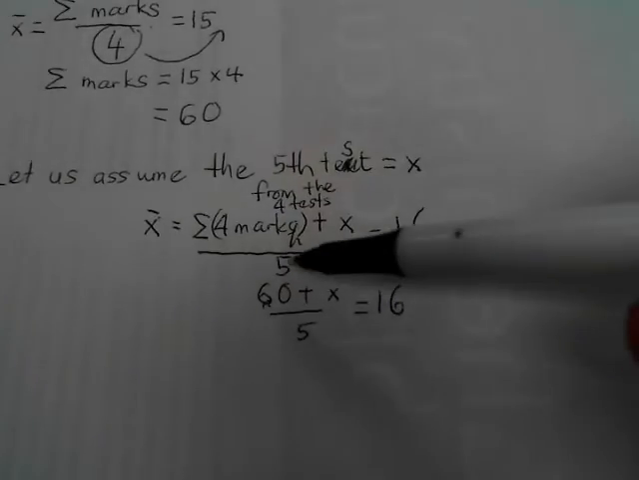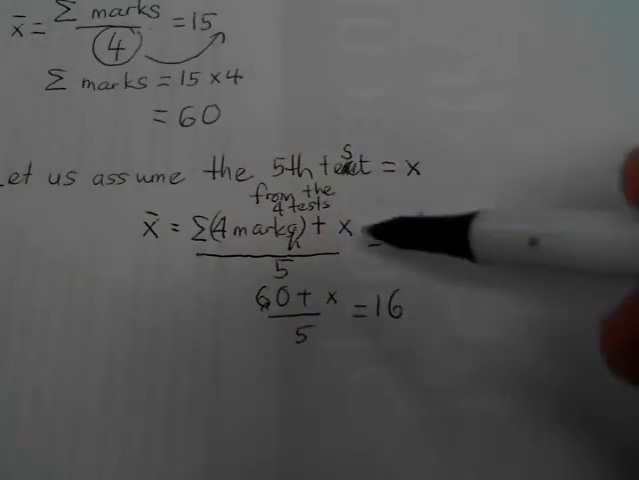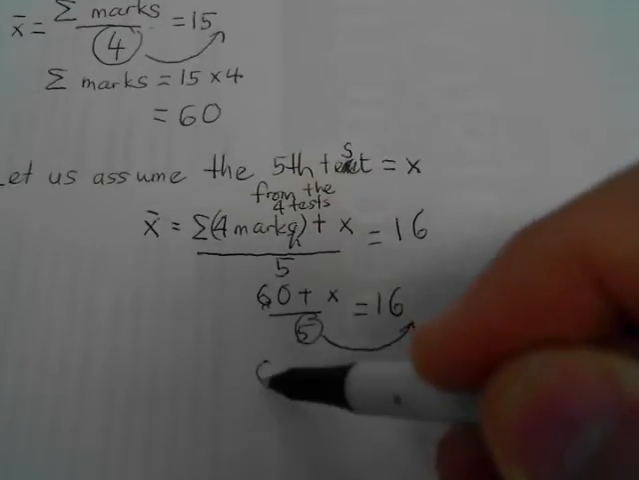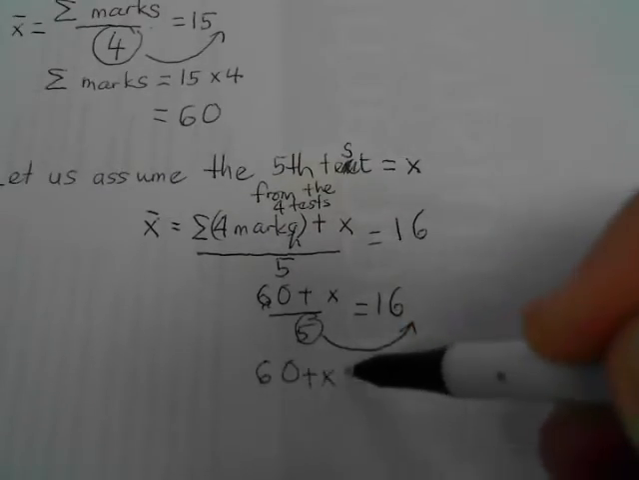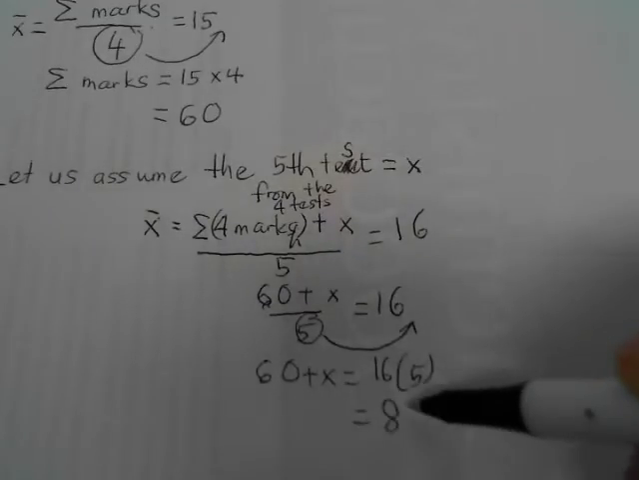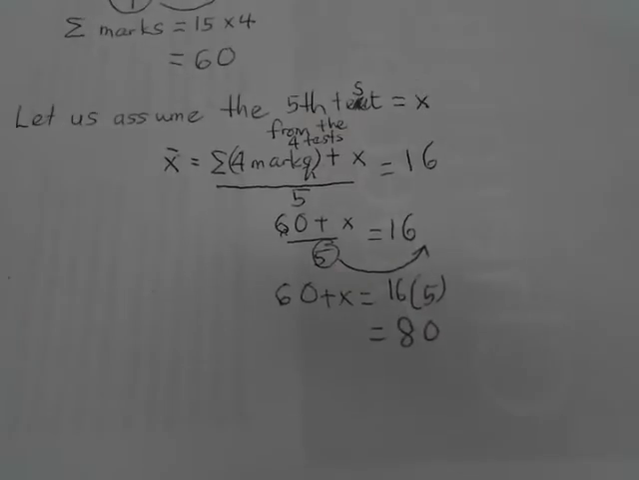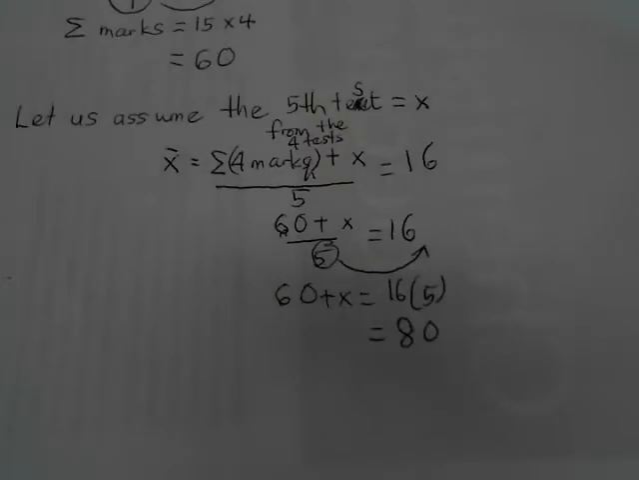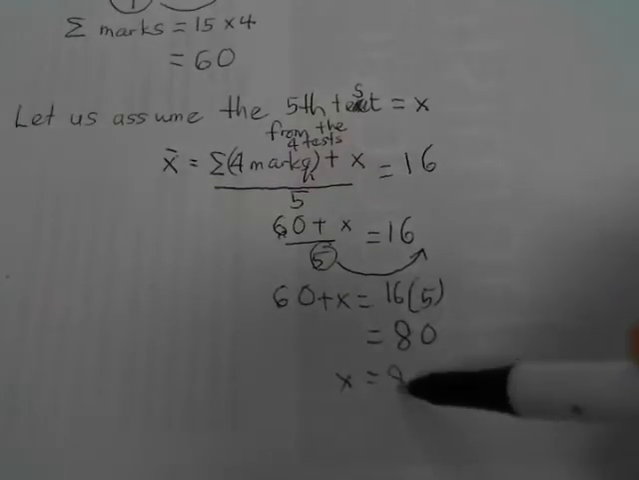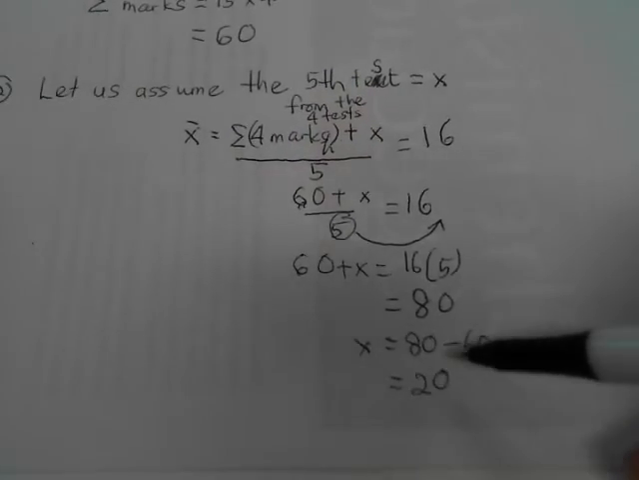So now, what do we do with the 5 here? Yep, you times it by 16, you bring it over. So you're left with 60 plus x equals to 16 times 5. And that would be 80 in total. Now, how much is x in this case here? You have 60 plus x. What's the next move? Thank you. So 80 take away 60 will give you 20.